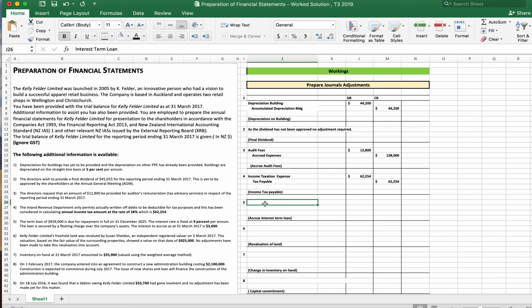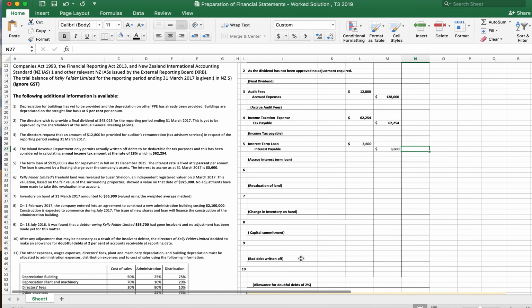All right, so that's number 5. Okay, there's a loan of $929,000. It's due for repayment. Okay, so there's a whole lot of information there that will need to go in the notes of the accounts. But it carries on to say that there is interest accrued. The interest to accrue as at 31st of March is 3.6. Okay, so we need to accrue some interest. Recognise the interest expense of 3,600 and the accrued interest payable 3,600.